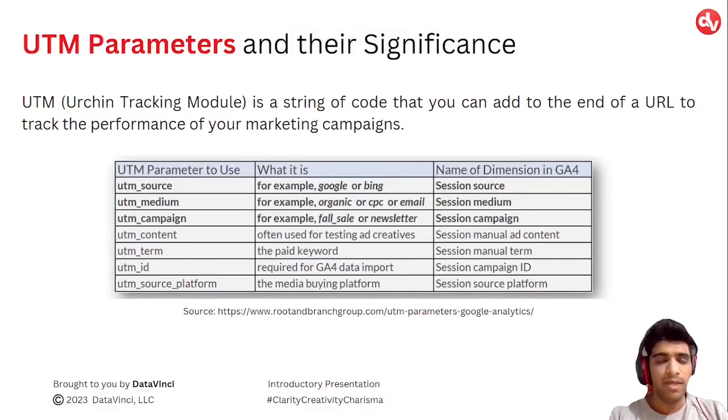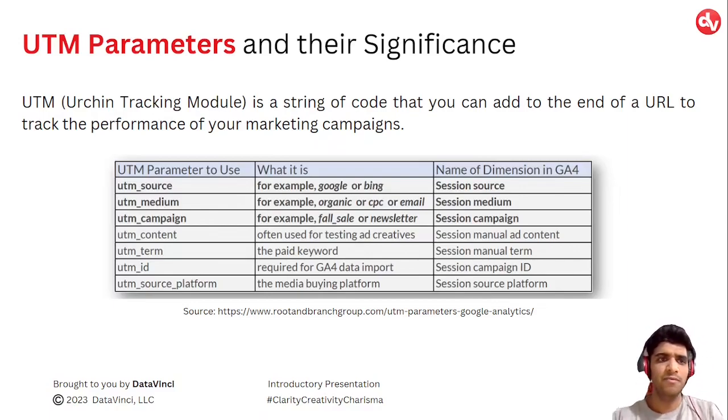Moving on to UTM parameters and their significance in attribution. So UTM stands for Urchin Tracking Module, and this is a particular code that is added to the end of your URL to track the performance of your marketing campaigns.